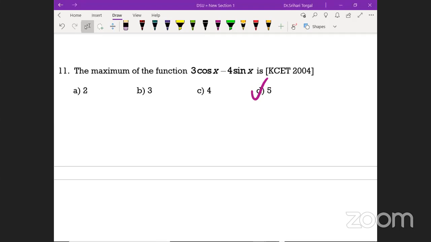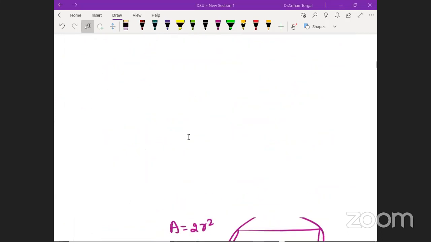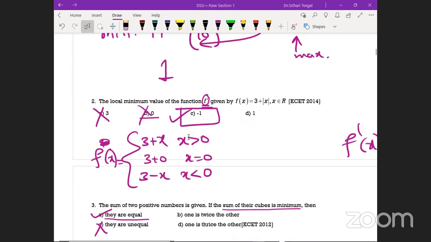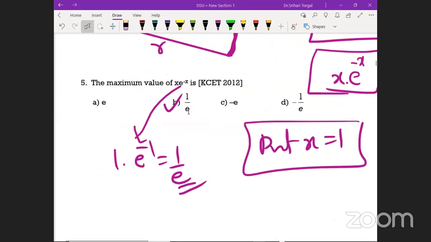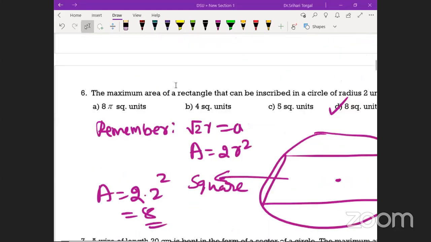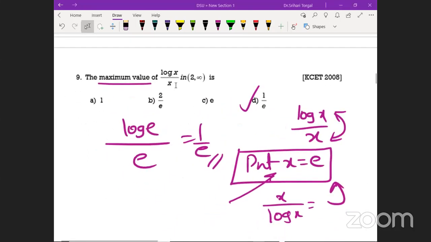Yes, Karthik, you can unmute and speak. Sir, when x is equal to 1 and when x is equal to e. See here, when it is exponential with the algebraic. Here it is logarithmic and algebraic. Okay, right.